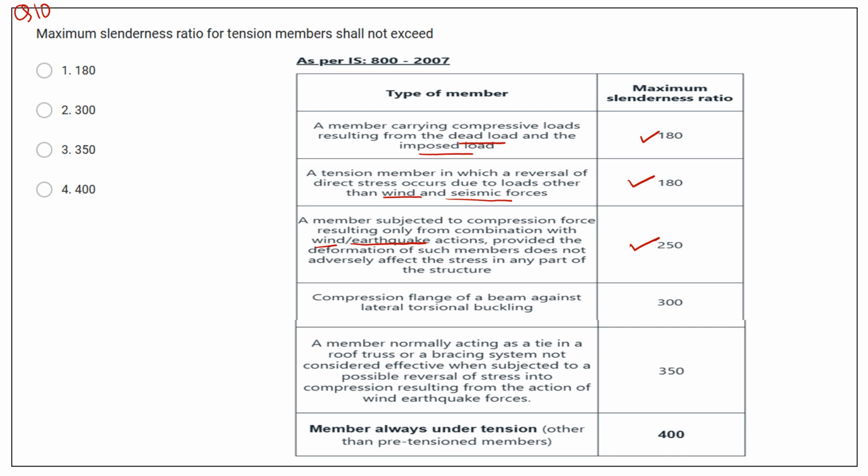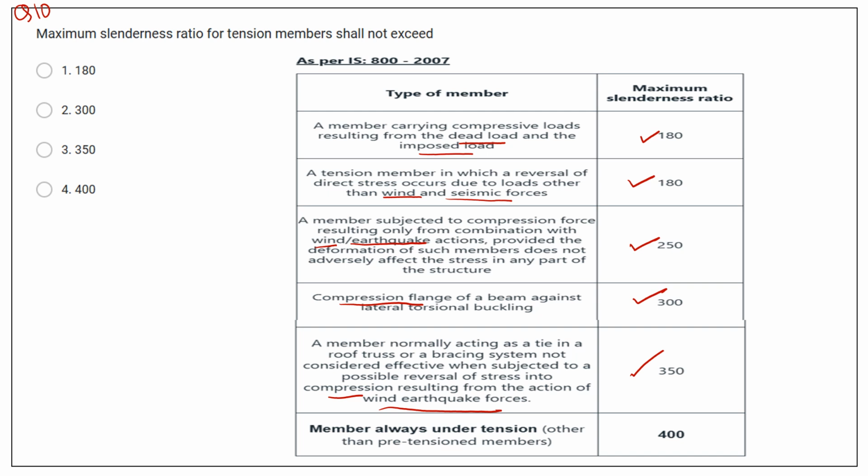In the compression flange of a beam against lateral torsional buckling, for the compression flange, remember 300 as the slenderness ratio. The next, a member normally acting as a tie in a roof truss or bracing system, not considered effective when subjected to a possible reversing stress into compression resulting from the action of wind and earthquake. In case of compression, remember 350 as the slenderness ratio.